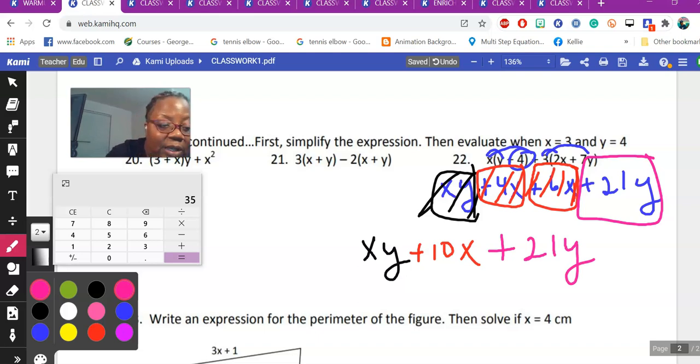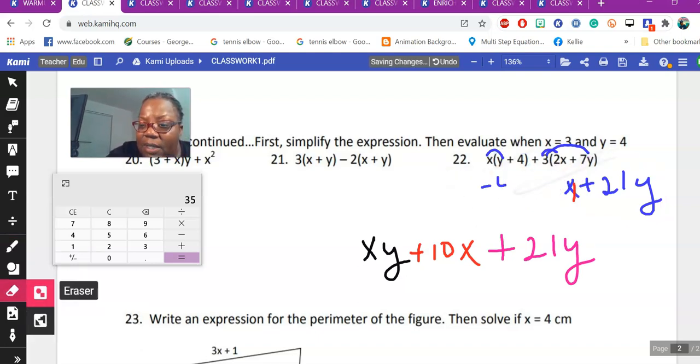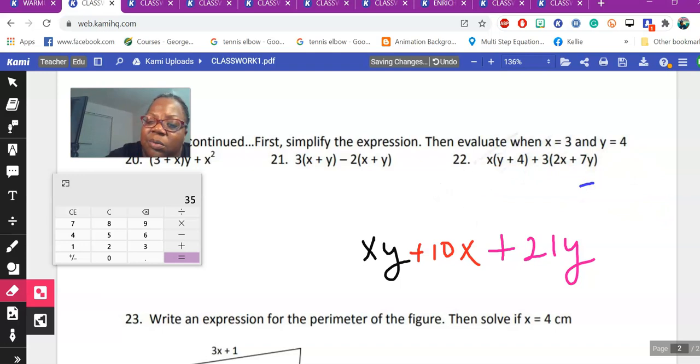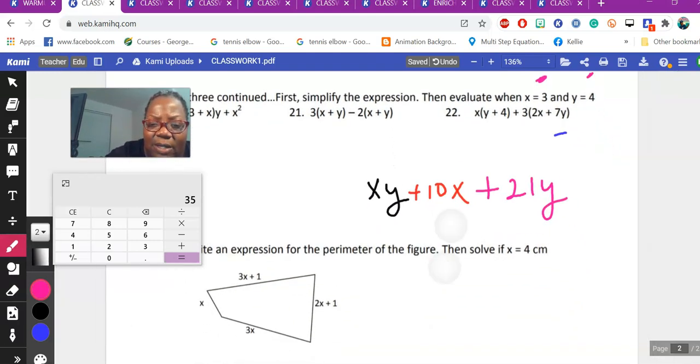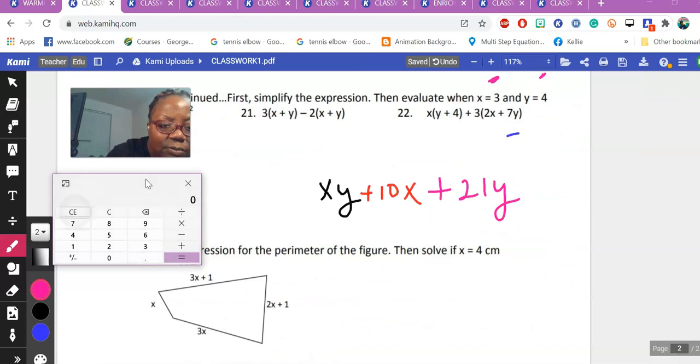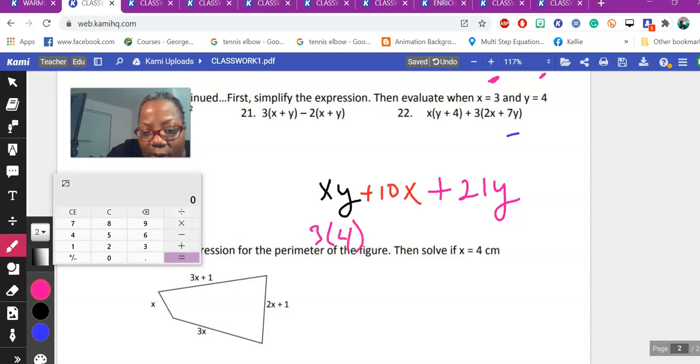Now here's the thing. We're still not done because we now have to plug in the values that we have for the letters. Remember, x is 3 and y is 4. Okay, so this means I'm going to rewrite this. If x is 3, I have 3 times y plus 10x plus 21y.